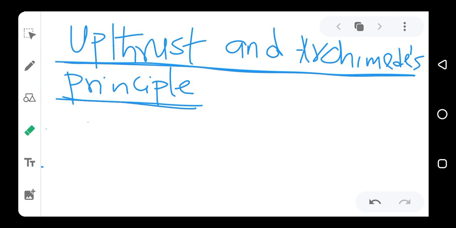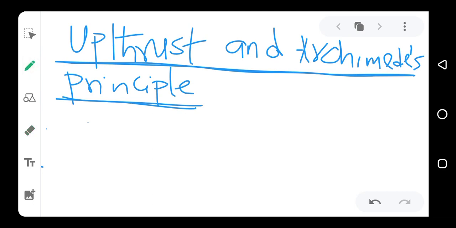In this lesson, we want to talk about Upthrust and Archimedes' principle. We've mentioned Archimedes' principle briefly when we were talking about relative density, and in this lesson, we want to talk more about Upthrust and relative density.